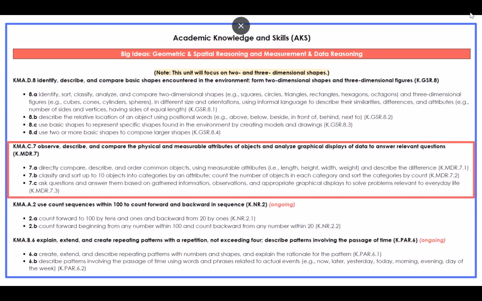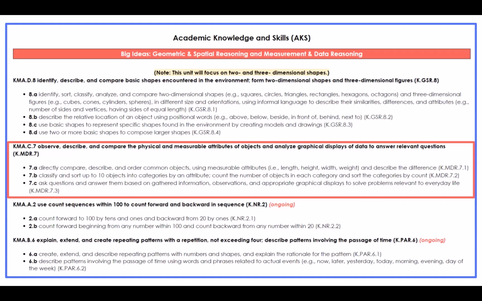AKS 7 consists of observing, describing, and comparing physical and measurable attributes of objects and analyzing graphical displays of data to answer relevant questions. IOA 8A states our students will directly compare, describe, and order common objects using measurable attributes.